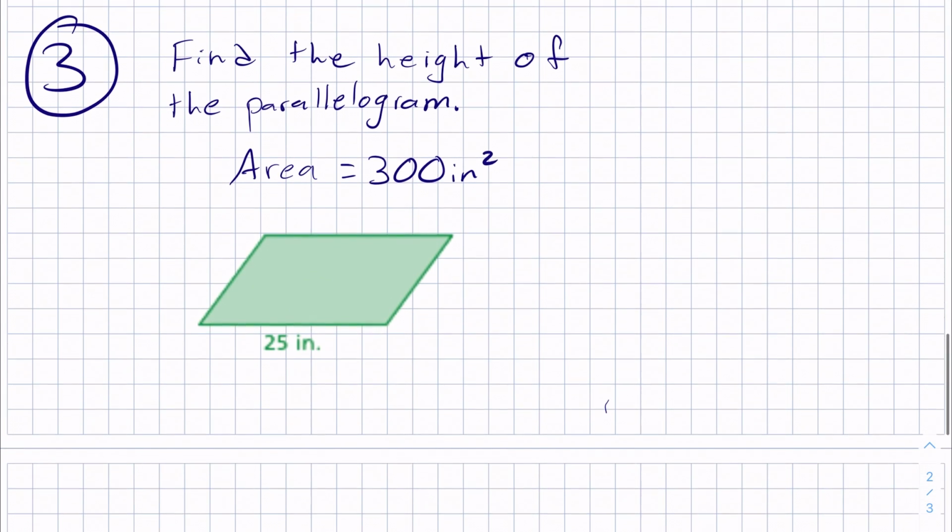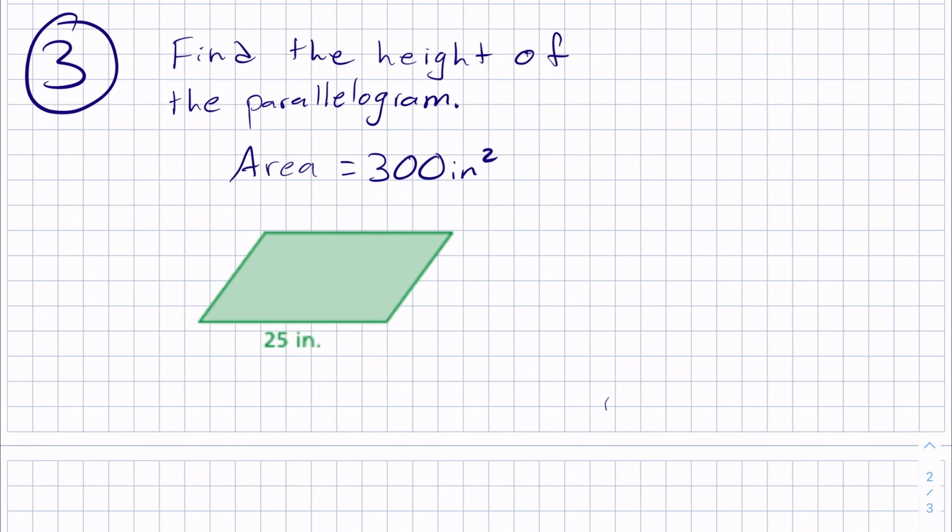And the last one, this one's a little bit more complex, but I think we can handle it. Find the height of the parallelogram. The area is 300, and then it tells me here that the base is 25. Well, we're missing the height, but I think we can handle this.